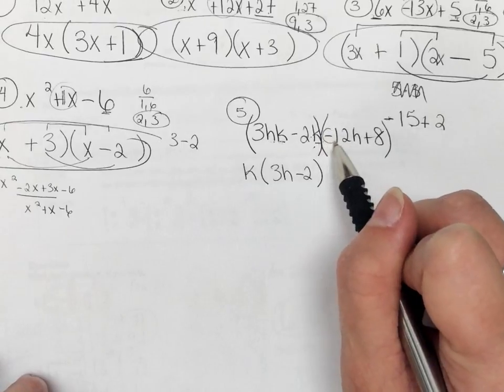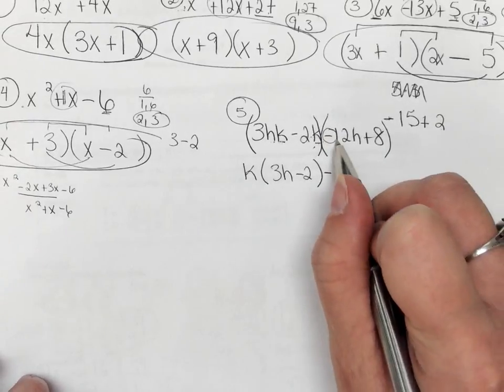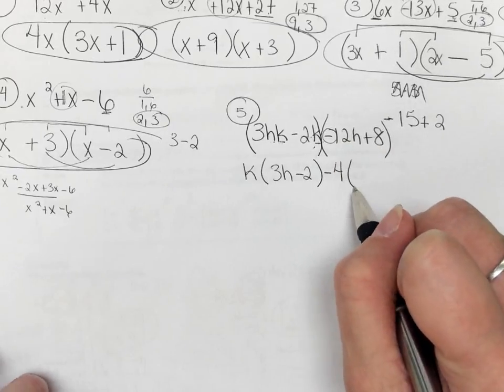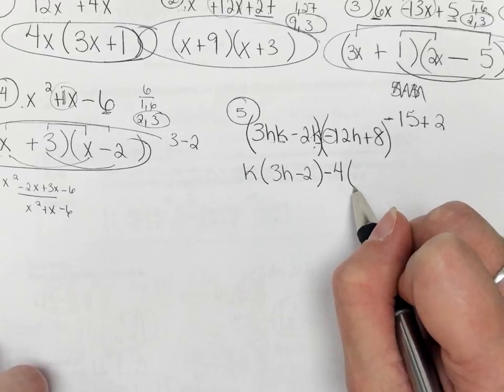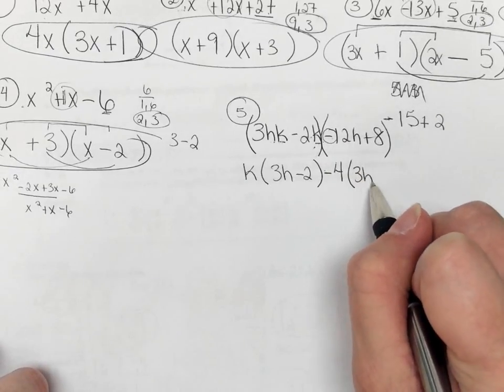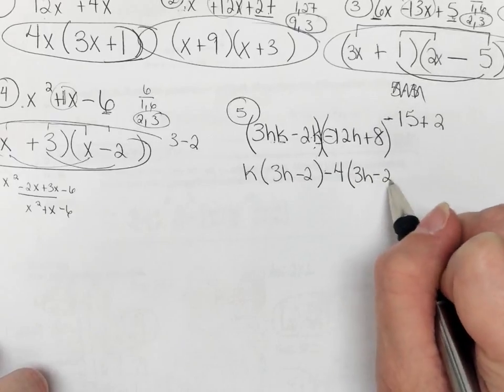Alright, you have to take this negative sign. So we're going to take a negative. And you got 12 and 8. What do 12 and 8 have in common? 4 is the biggest one. If you don't take the biggest one, then they're not going to match up, okay? So negative 12 divided by negative 4 is 3h. And 8 divided by negative 4 is negative 2.